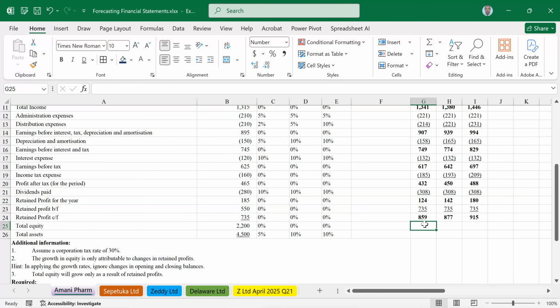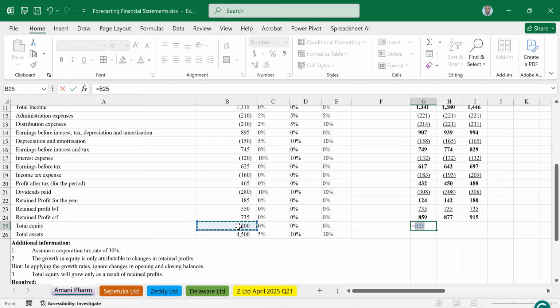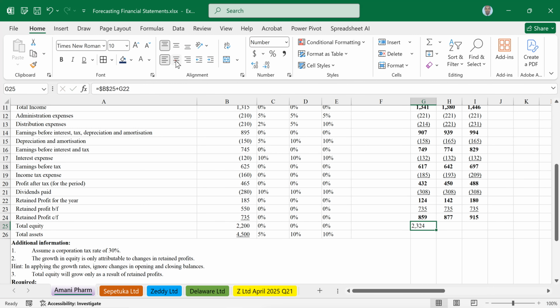So this cell for total equity will be equal sign. Click on this 2,200 and lock it, plus, so the 2,200 plus, then click on the profit for the year, which is 124. Don't use brought down and carried forward, just use for the year, attributable to changes in retained profits. So this is 124, profit for the year. That gives us the final answer, which is the 2324, 2342, and 2380.